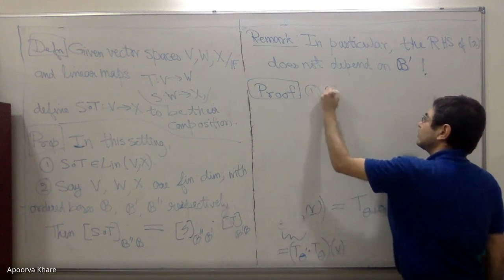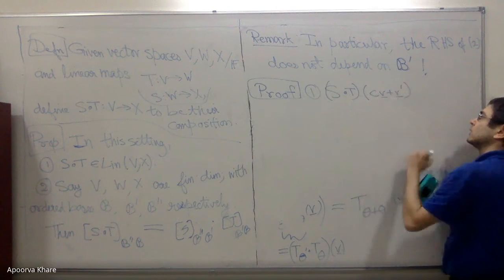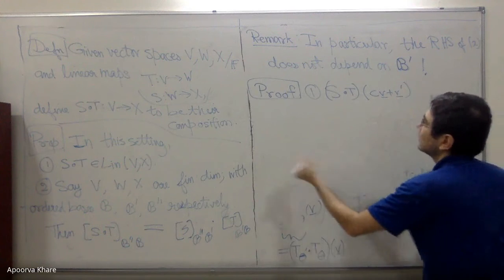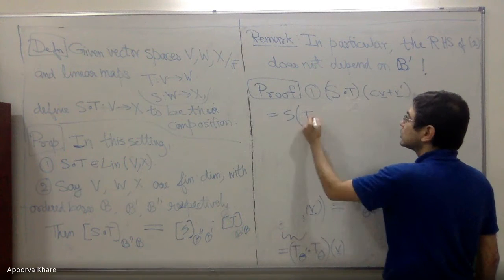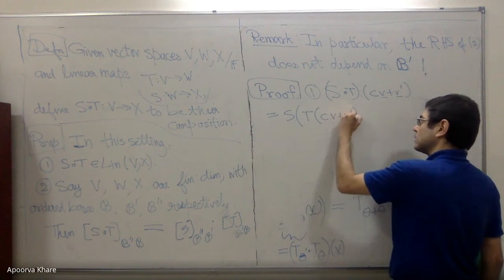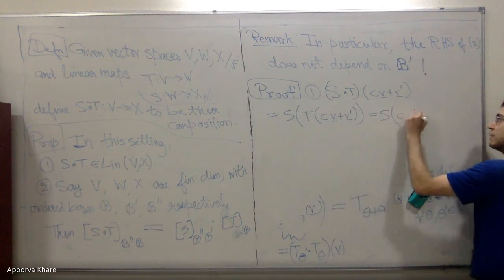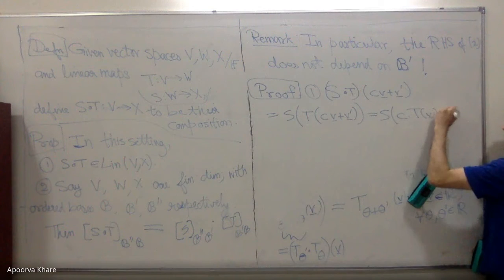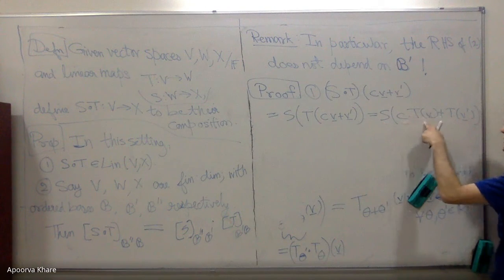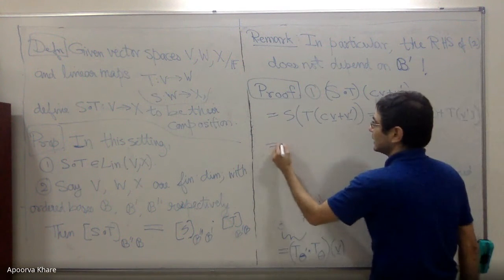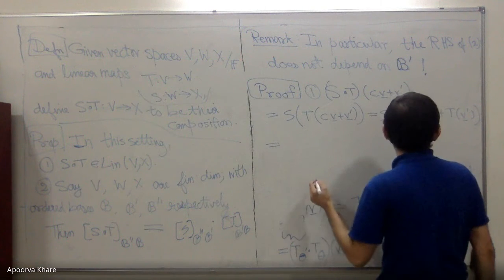So S composed T at CV plus V prime. C is a scalar, V and V prime are vectors, and you do the usual trick. By definition, S composed T means S of T of CV plus V prime. But now T is linear, therefore this is S of C times T of V plus T of V prime. But now S is linear, so S of scalar times something plus something else is exactly, so this is T linear. I won't even write this down, and neither should you at this point.